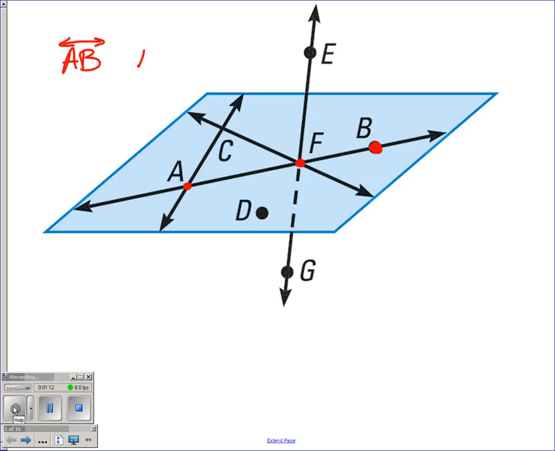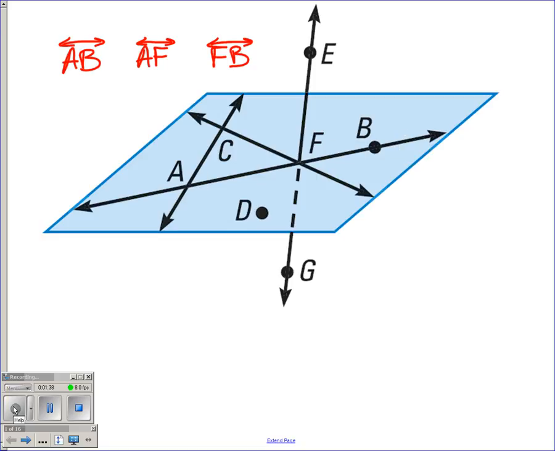We could write line AF, or we could write line FB, and that's one way of doing it. Now, if we reverse the order of the letters on those, BA, FA, BF, we still have the exact same line. Well, that's 3 ways of naming that one line.